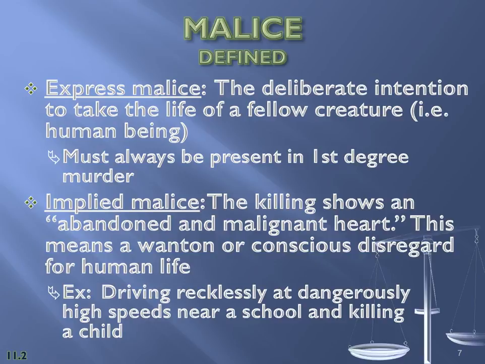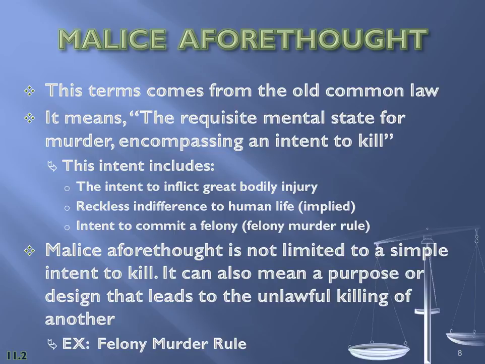Here is a little bit more, but a little more focused in. So we just went over this: express malice, deliberate intention to take the life of a fellow creature, must always be present in first-degree murder. Implied, the killing shows an abandoned and malignant heart. We talked about that. This means a wanton or conscious disregard for human life. Example here: driving recklessly at dangerously high speeds near a school and subsequently killing a child. So that hopefully clears up that thing a little bit.